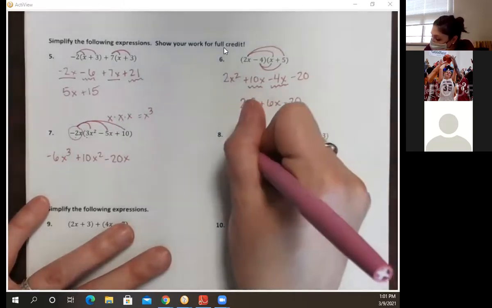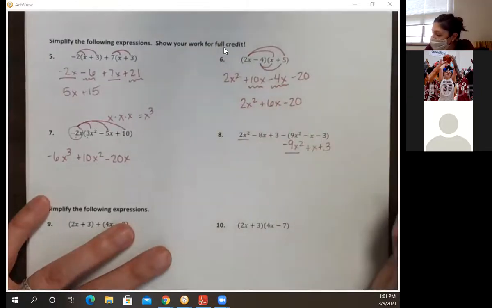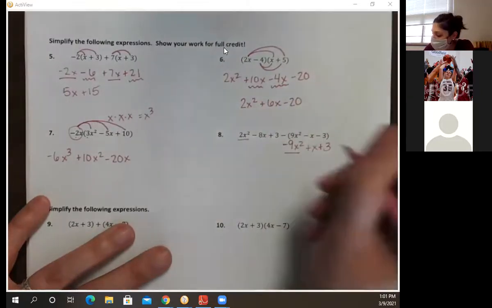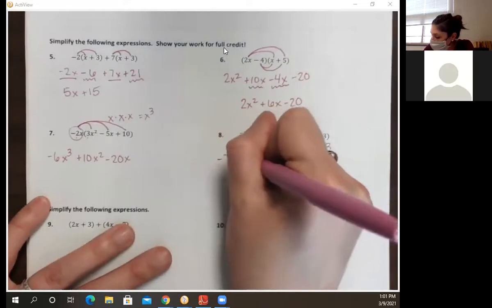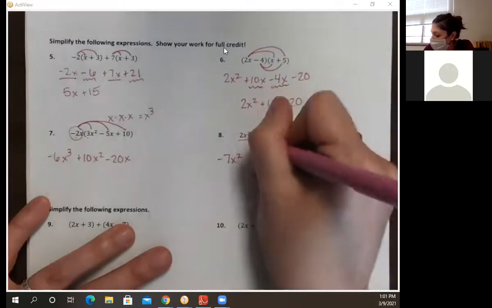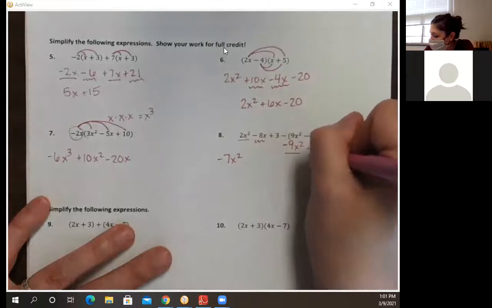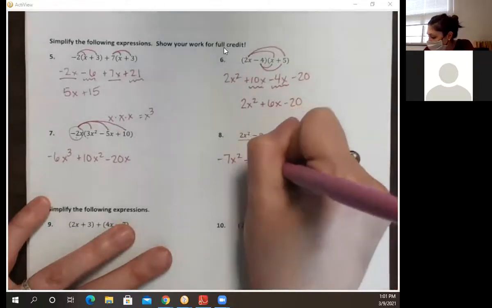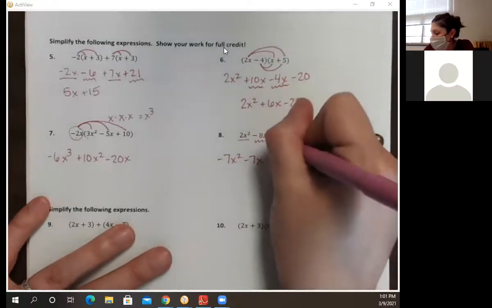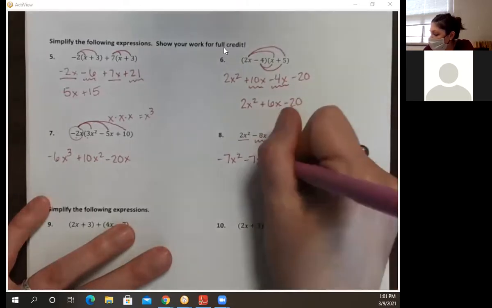So now I can combine my like terms. So 2x squared minus 9x squared would be negative 7x squared. Negative 8x plus x would be negative 7x. And then 3 plus 3 would be 6.